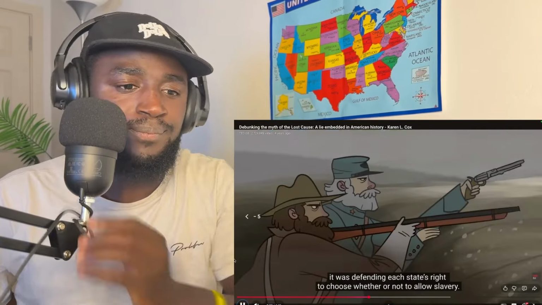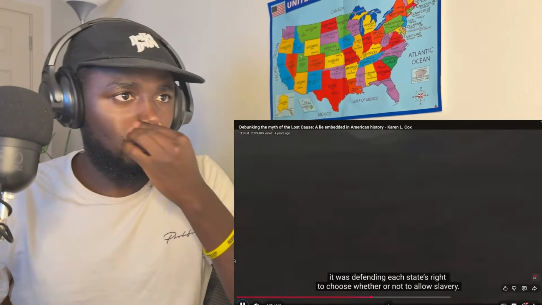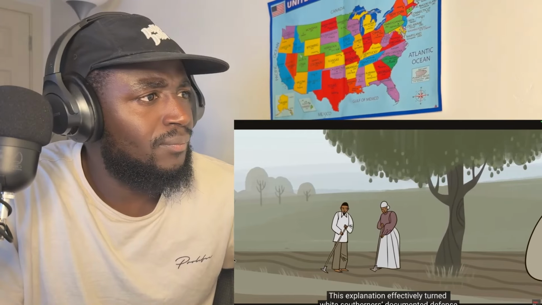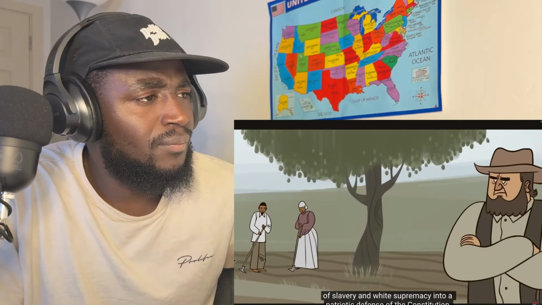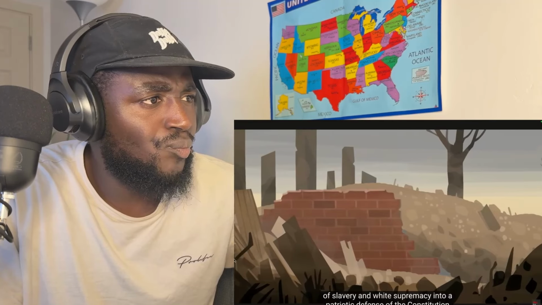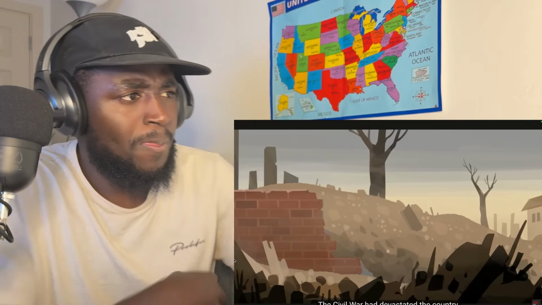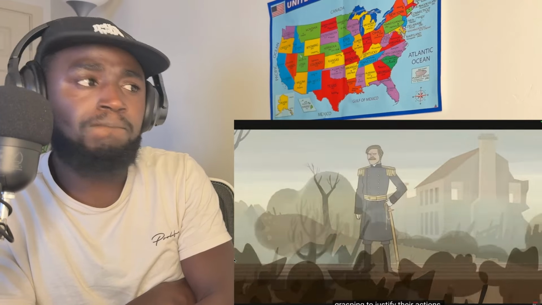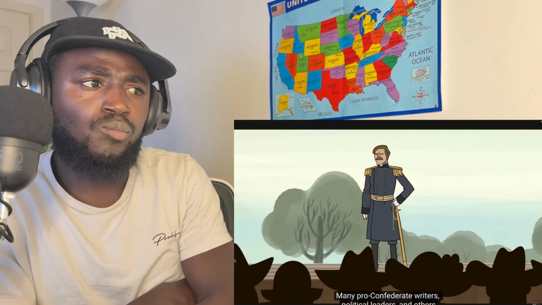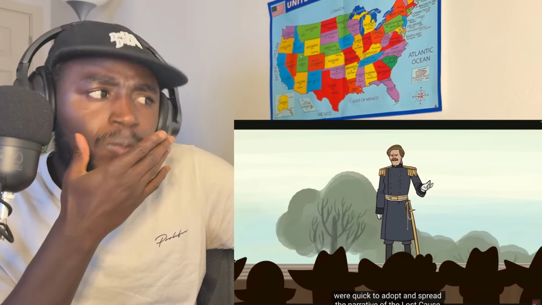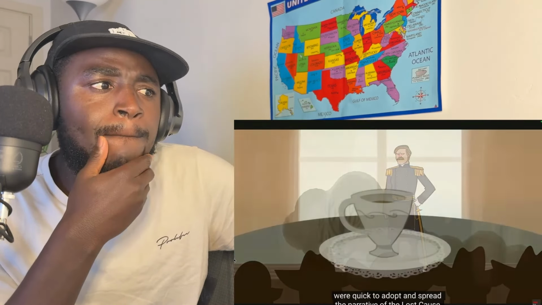This was defending each state's right to choose whether or not to allow slavery. This explanation effectively turned white Southerners' documented defense of slavery and white supremacy into a patriotic defense of the Constitution. The Civil War had devastated the country, leaving those who had supported the Confederacy grasping to justify their actions. Many pro-Confederate writers, political leaders, and others were quick to adopt and spread the narrative of the lost cause.